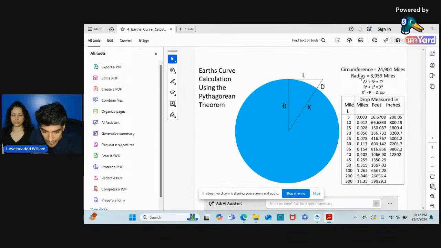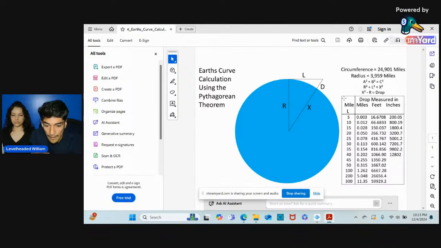So again, based on the radius of the Earth, 3,159 miles, using a simple calculation like the Pythagorean theorem, a squared plus b squared equals c squared, we can use these numbers, again using the radius right here and the distance we want to measure over. If we multiply the radius squared times the distance, the length squared, that will give us x squared. And once we calculate x squared, we find the square root of that. Then we'll get a whole number, and all we have to do is subtract the radius from x, and that will give us a curvature drop.